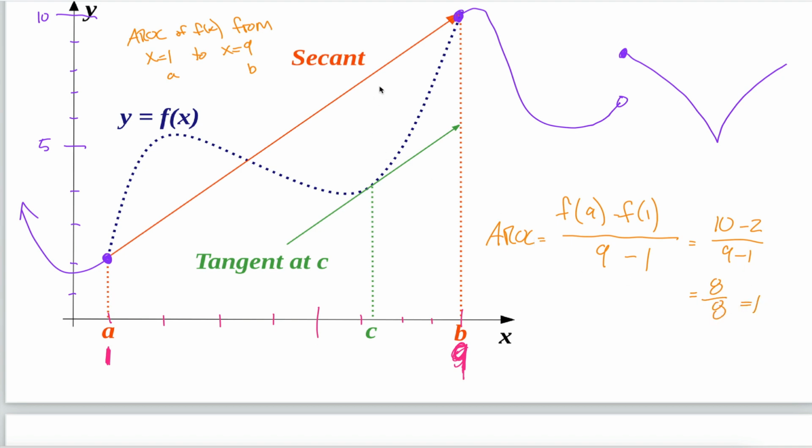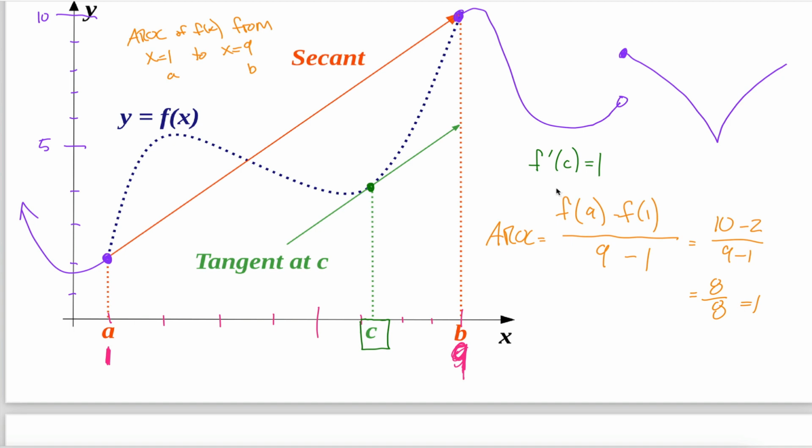The average rate of change of this function from x equals 1 to x equals 9 is just equal to 1. In other words, the slope of this secant line right here is equal to 1. What the mean value theorem tells me is, because the curve is continuous and differentiable on this interval from 1 to 9, there has to be at least one magical point in here that they call c, so that the slope of the tangent line at that point is the exact same as the slope of the secant line. To write that more mathematically, I'd say f prime of c equals 1.